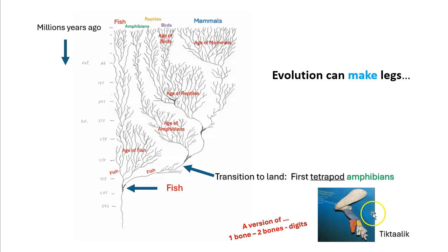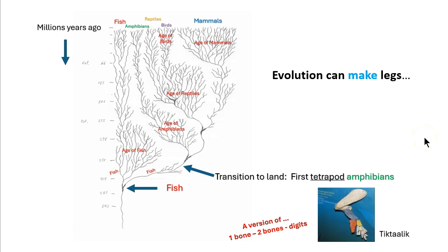Now this picture down here shows one of the larger Tiktaalik specimens that were recovered, and you can see this pattern of 1 bone, 2 bone, and digits. So while Tiktaalik had these front fins, the fins were really sturdy fins. They had a bone structure that is starting to resemble the pattern found in later vertebrates. So evolution can make legs. In this case, fins evolved into limbs.